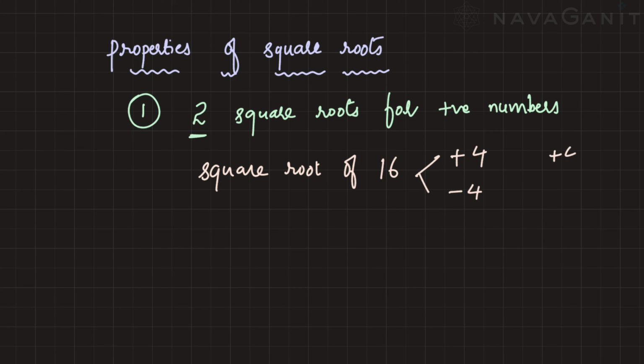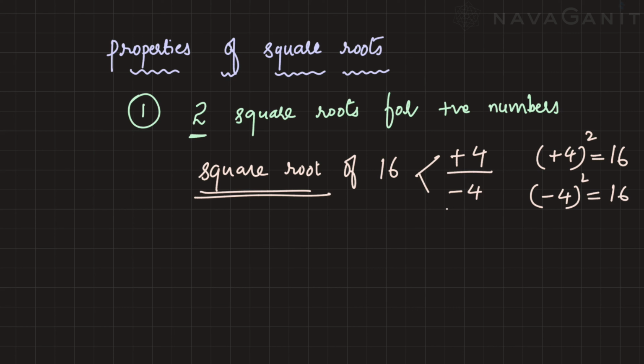That is, plus 4 squared is 16. Similarly, if I square minus 4, I'll also end up getting 16. So square root of 16 can be either plus 4 or minus 4. They are of the same magnitude, but of opposite signs. Similarly, square root of 25 can either be plus 5 or minus 5. So any positive number has two square roots.